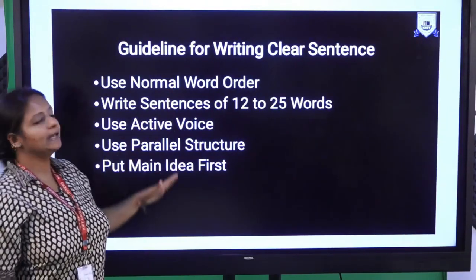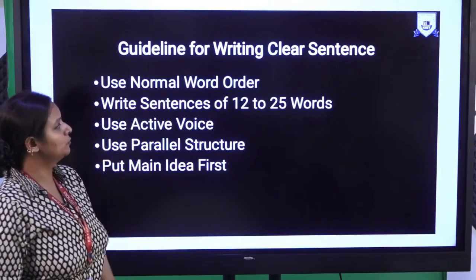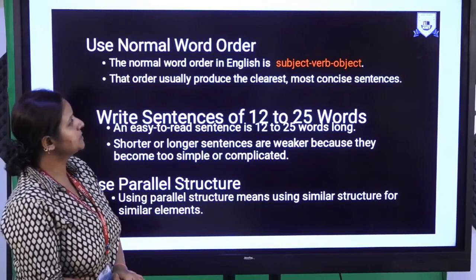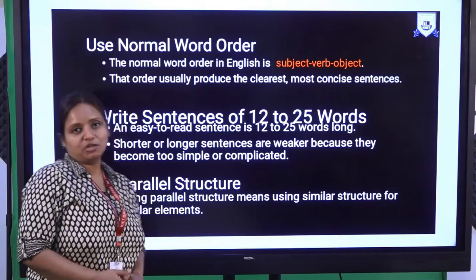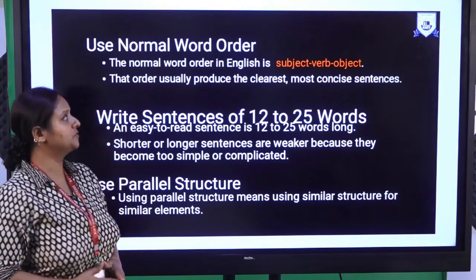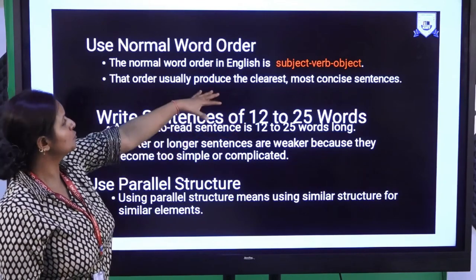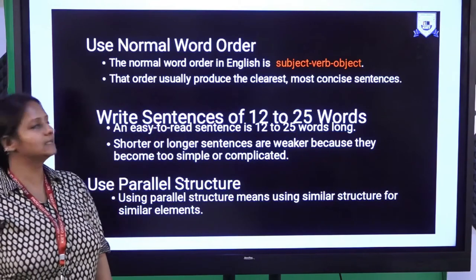Now these are the guidelines for writing clear sentences. The first is use normal word order. When I say use normal word order, I want to say that you should use subject, verb, object structure. The basic construction of a sentence is subject, verb plus object or complement. So you should use that order that gives you the concise and clear sentence.